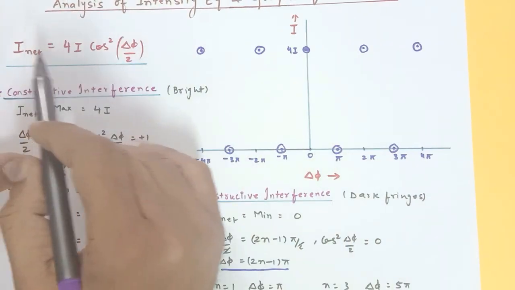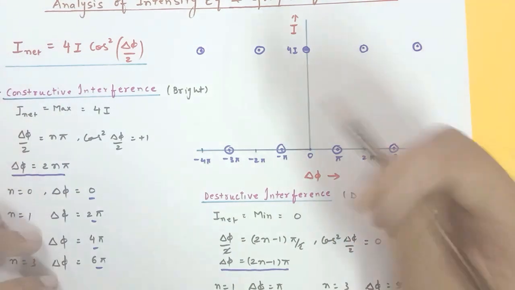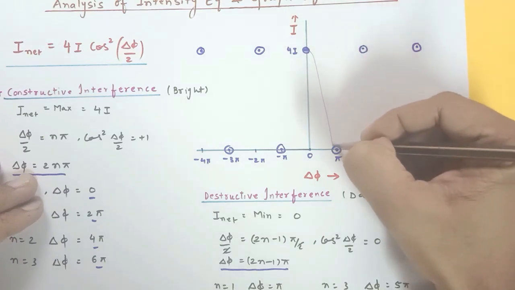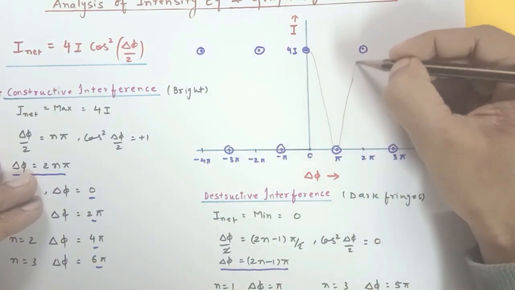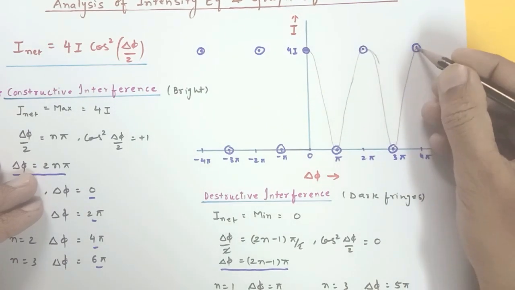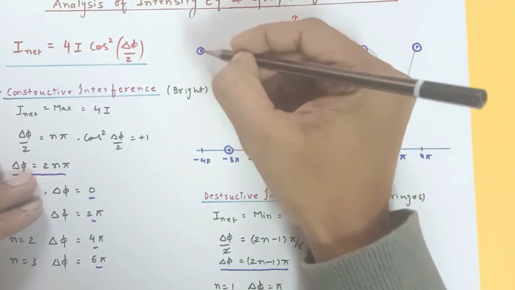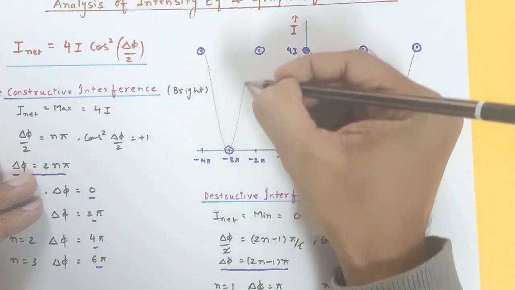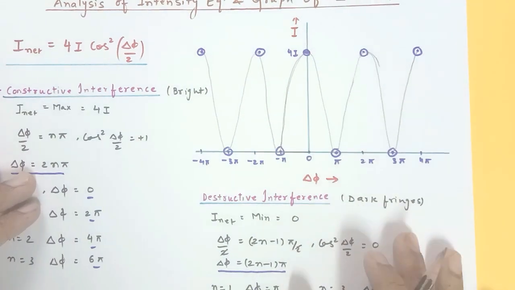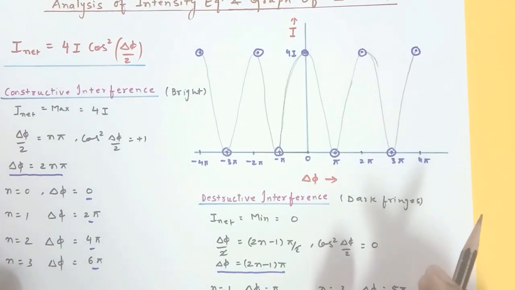Now we know that intensity is a cos square function. So the graph has to actually go like this. So it's a cos square function. Please pardon my drawing if I don't do it nicely over here, like this. And in the same way, this is a cos square function, like this one. So this is our intensity versus delta phi graph.